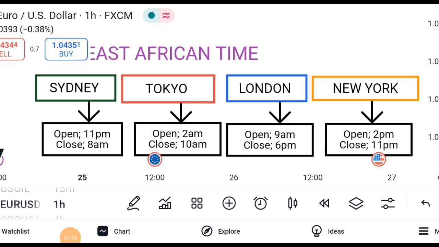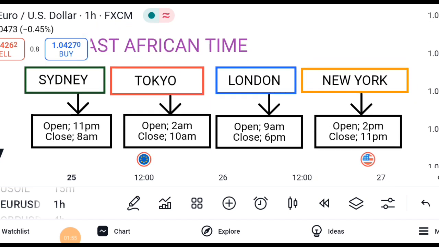So for Sydney, it opens at 11 p.m. and closes at 8 a.m. East African time. As you can see, this is sort of night when most are asleep. And then the Tokyo session opens at 2 a.m. and closes at 10 a.m. London opens at 9 a.m. and closes at 6 p.m. New York opens at 2 p.m. and closes at 11 p.m. So basically, this is a summary of when each session starts and when it ends. What you should know is that there is higher volatility whenever the market is opening. At the opening of the market, there is normally higher volatility compared to when it's closing.